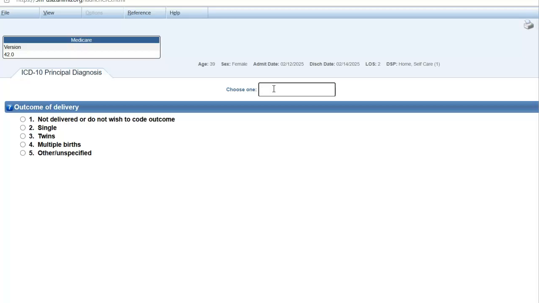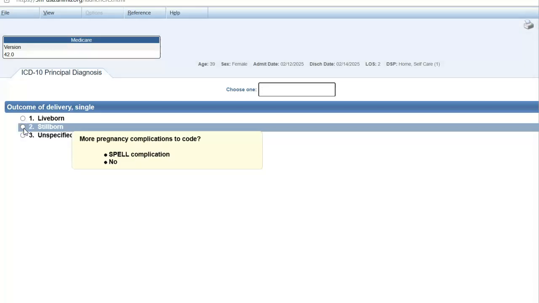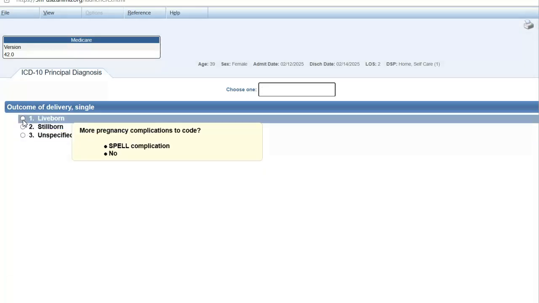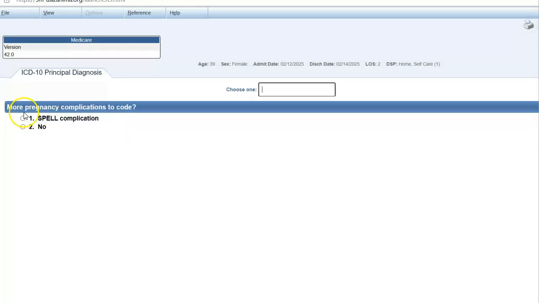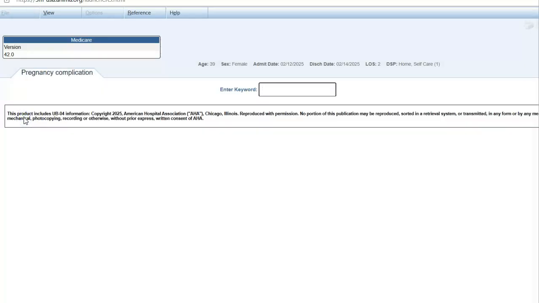And now it's asking me, did the patient deliver? Why, yes, she did. She delivered a single male infant, right? So we're going to hit 2 for single, and the baby was alive. So we're going to hit live born. And yes, we actually have more complications, right? I told you guys there were 3 total. So we coded the premature rupture of membranes. Now we have to code the delivery complications. So we're going to do delivery.